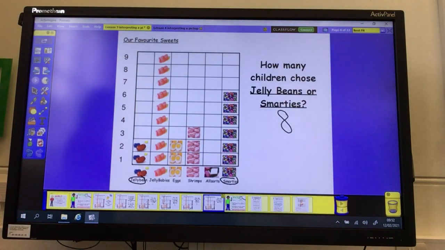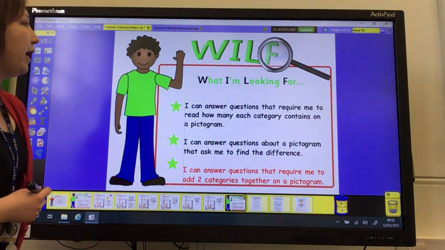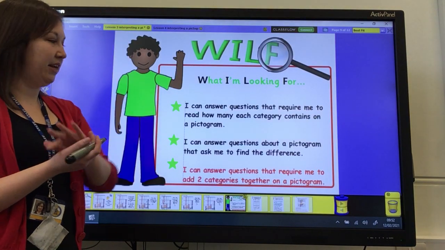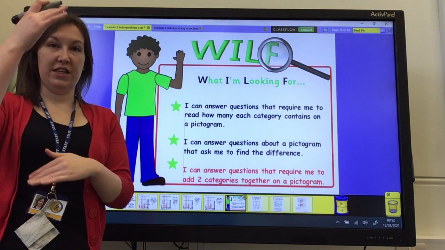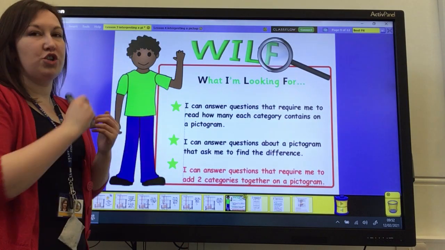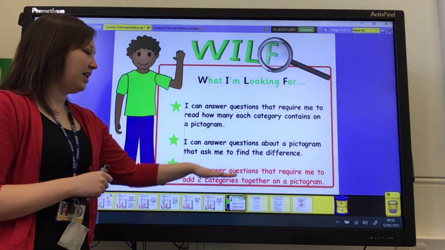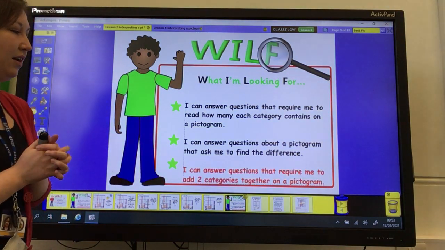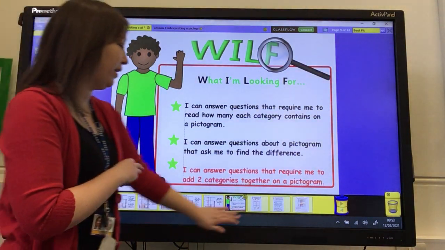Well done. Okay, so let's look back at our wolf again. So I can answer questions that require me to count how many are in each category. I can find the difference, remember how many more chose something. And then that last question where we had to add together 2 groups, that's the slightly more challenging questions today.